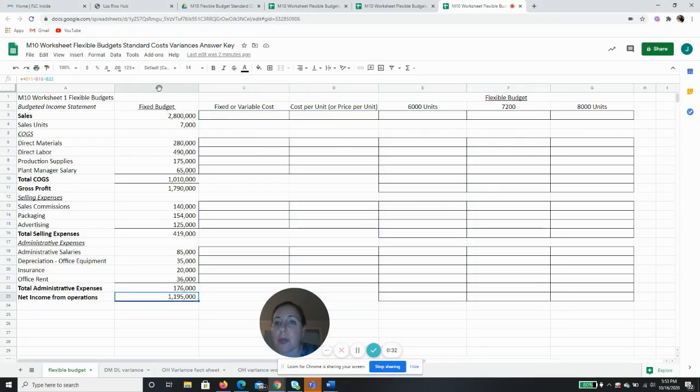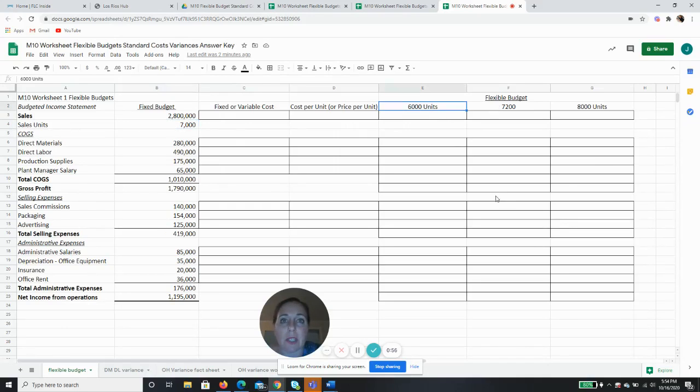So we start with our fixed budget, and we probably pulled this straight out of the master budget. And our fixed budget is at 7,000 units. So that's what we've projected. We think we're going to sell 7,000 units. We will probably not sell 7,000. We might sell 7,050. We might sell 6,800. Who knows?